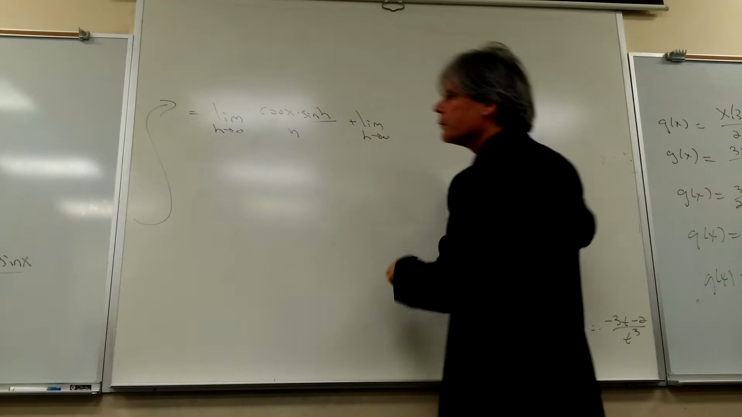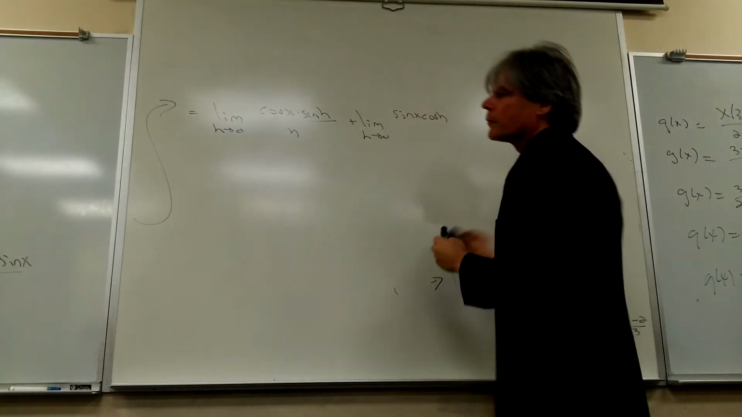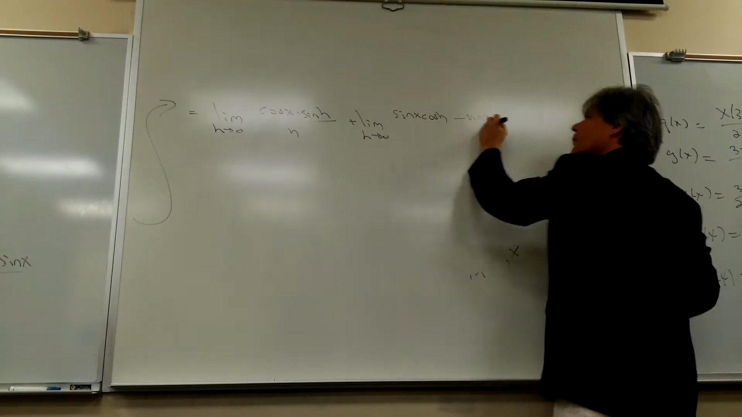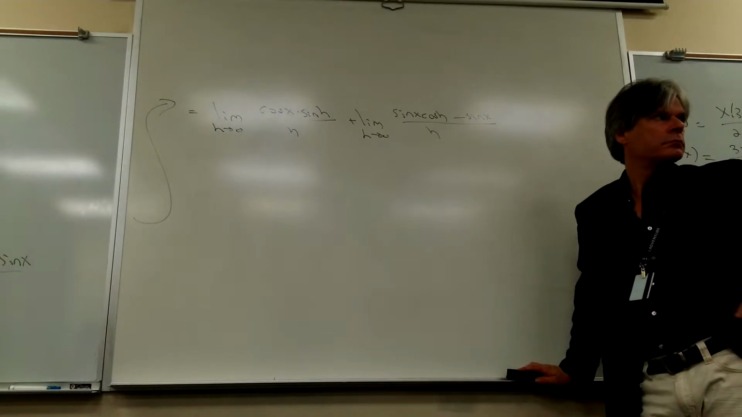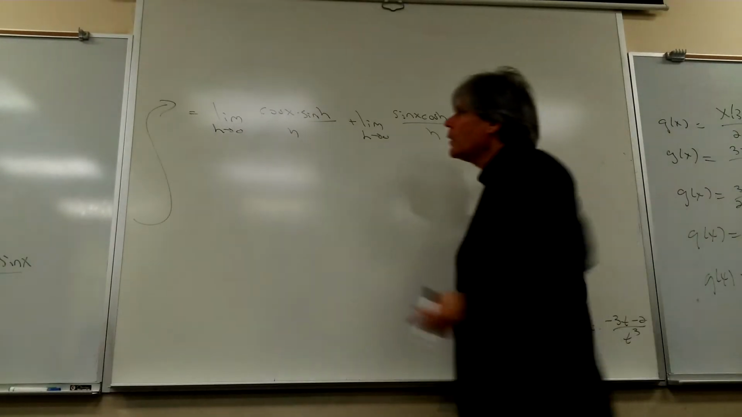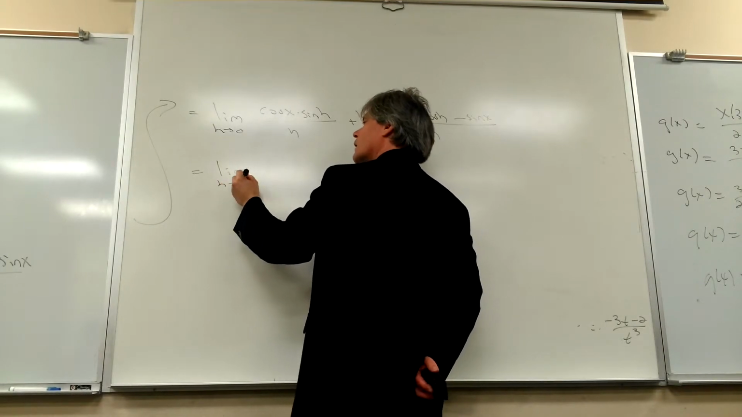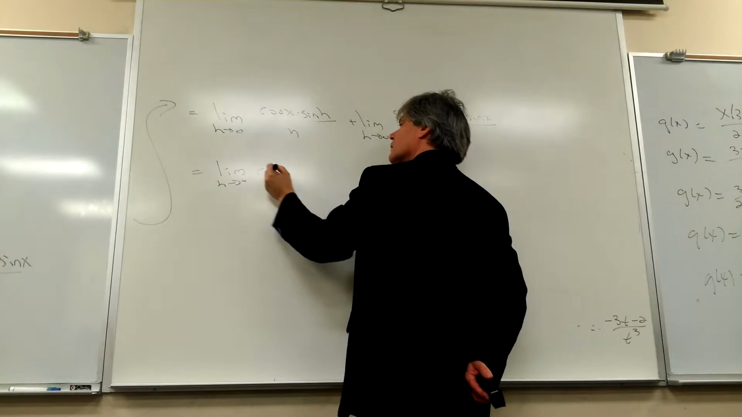Is that the first term? Plus a third term? Which is nothing more than the limit as h goes to 0 of, I got an idea. I think the limit of a product is a product of two limits.